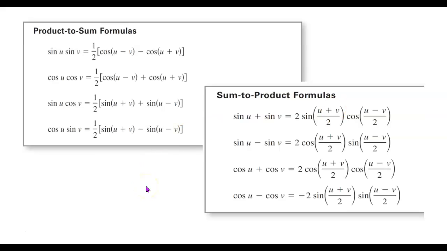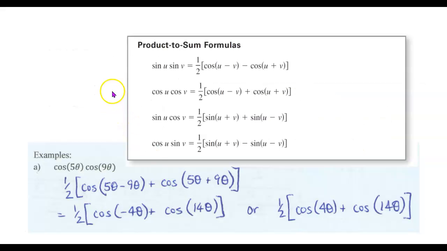Now, even more formulas, product to sum formulas and sum to product formulas. Product to sum formulas start with a product, two sines and or cosines multiplied together, and turn them into something involving plussing and minusing. And then the sum to product formulas start with a sum or a difference of sines or cosines and turn it into a product with cosines and sines multiplied together. So let's see these formulas in action.